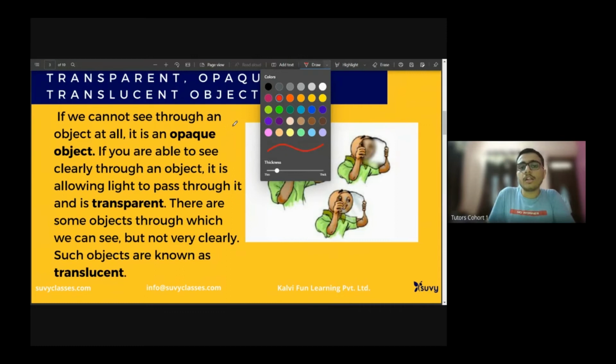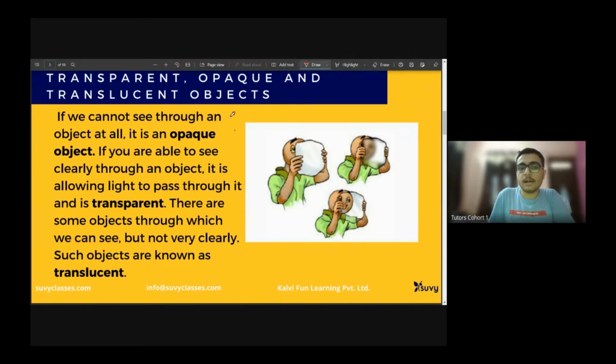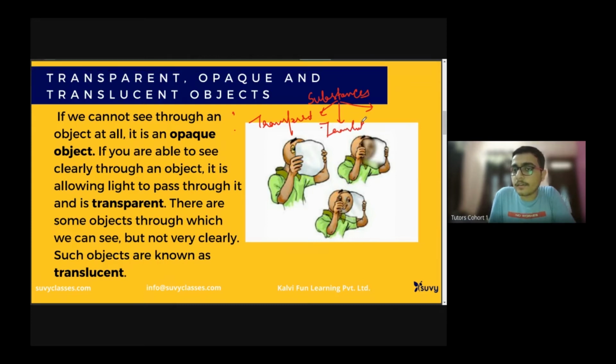Now, what is this slide basically saying? That we can categorize substances into three categories mainly. First is transparent, next is translucent, and the third one is opaque. Have you heard of these terms? We have used these terms in a previous chapter in our chemistry class as well. Do you remember? What are transparent substances?